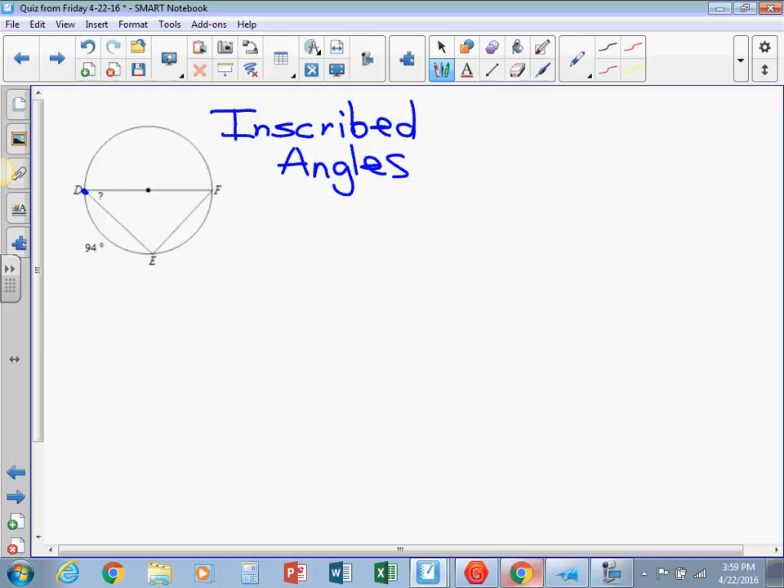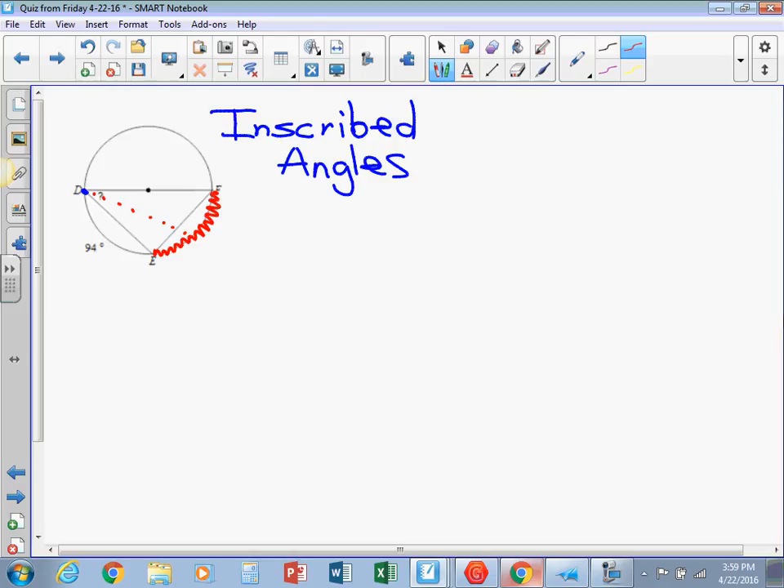Now, instead of being the same as the arc that is involved with this inscribed angle, the intercepted arc of this angle is F to E. And again, we call that an intercepted arc. Remember that they're not the same. This angle is going to be half of that arc.